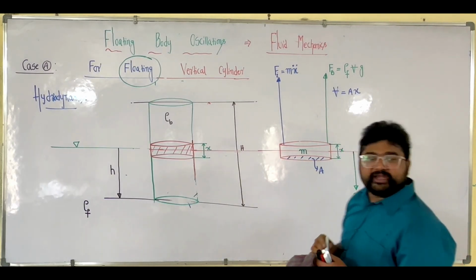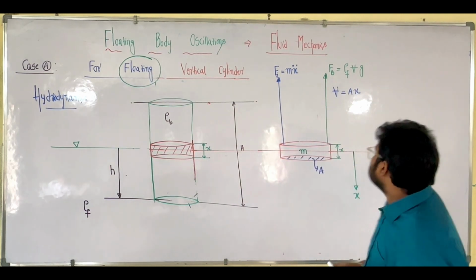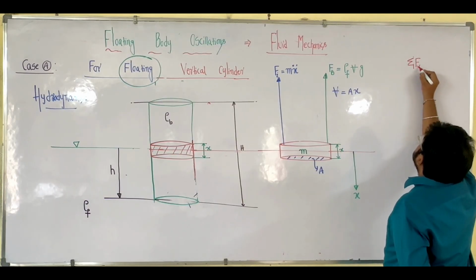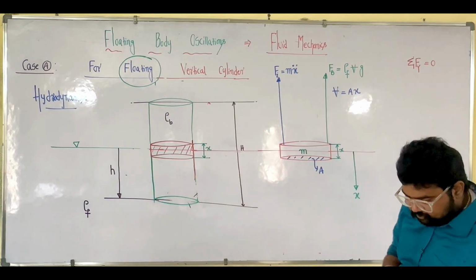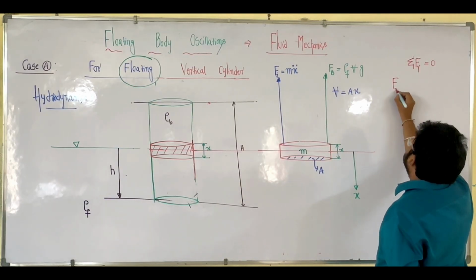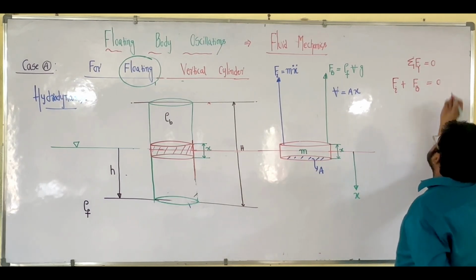Inertia force represented in the free body diagram means what? Dynamic problem converted into a static problem. Apply the static equilibrium equation, sigma Fy equals 0. Sum of the upward forces equals sum of the downward forces. Inertia force plus buoyant force equals 0.